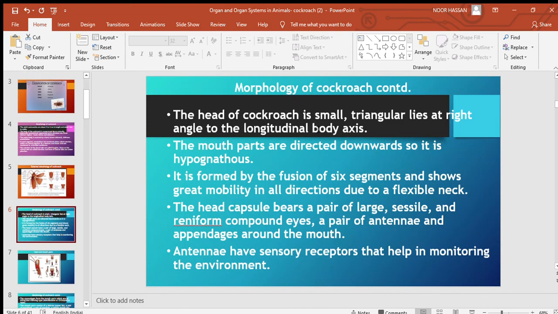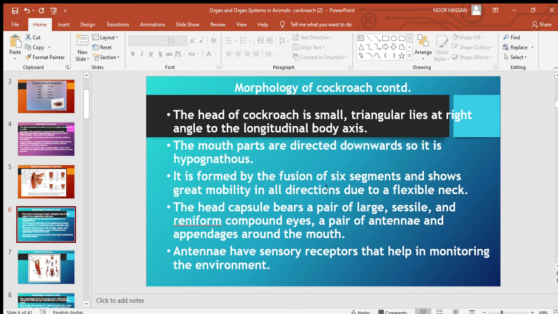So the head of the cockroach is small and it is triangular. It lies at right angle to the longitudinal body axis. The head is small, triangular in shape, and it is attached to the thorax by means of a neck, and it lies at right angle to the longitudinal body axis. And the mouth parts are directed downwards, so it is called hypognathous. Hypo refers to below or down. Gnatho refers to jaws. Here it refers to mouth parts. So mouth parts are directed downwards. So this type of mouth parts is called hypognathous.